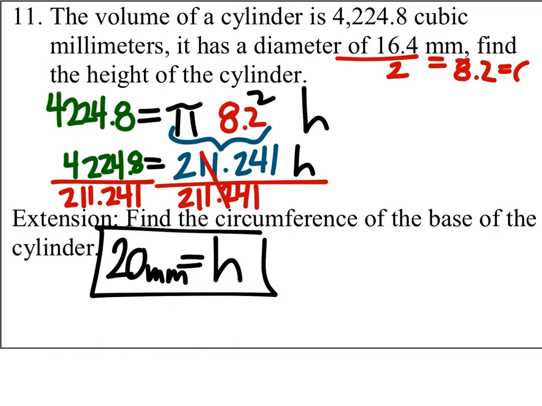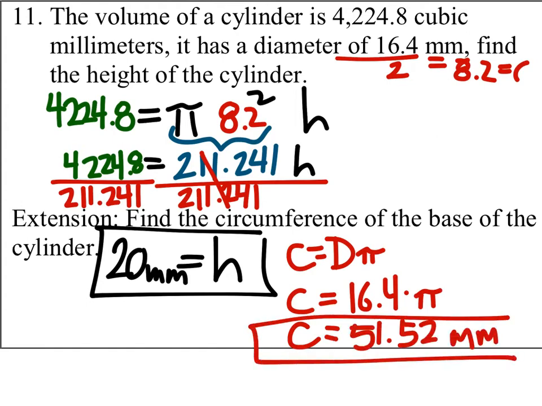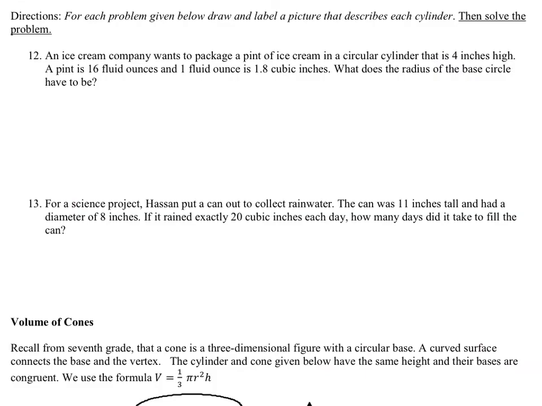So that's the height, but this next part says find the circumference of the base of the cylinder. Okay, circumference is diameter times pi. So the circumference is just its diameter, which was 16.4, times pi. So the circumference would be 51.52-ish millimeters.